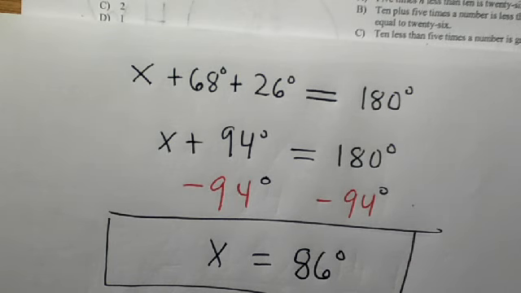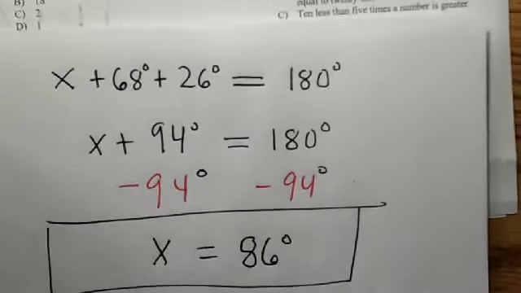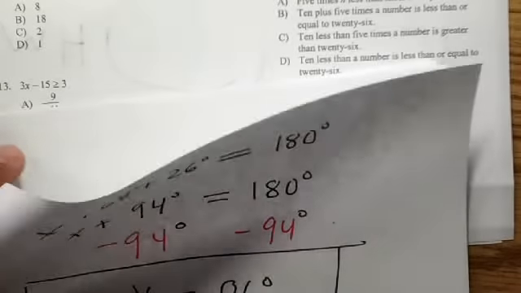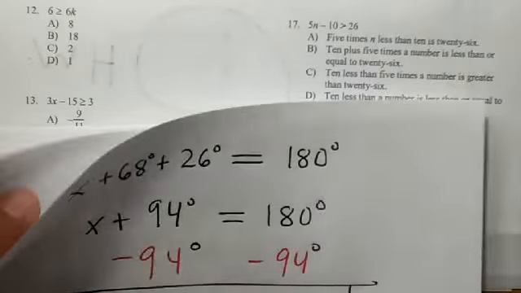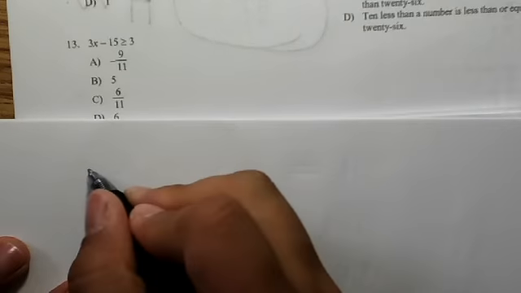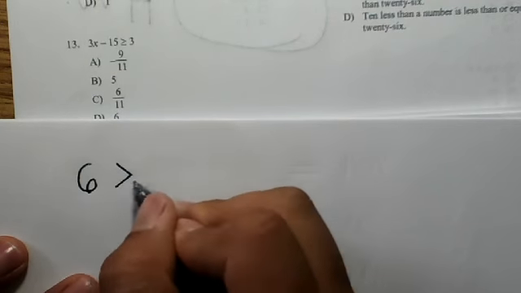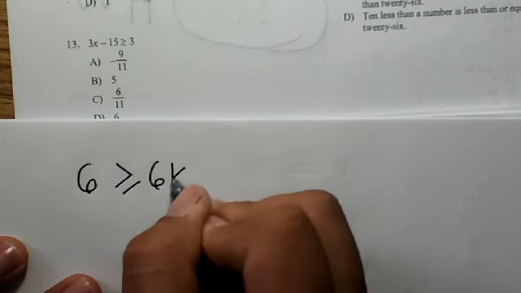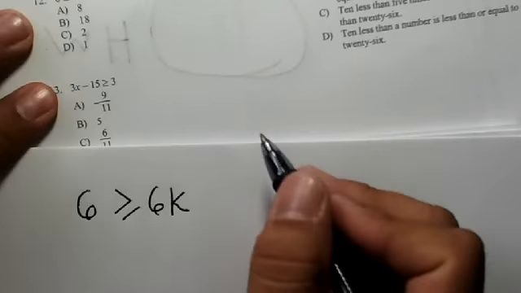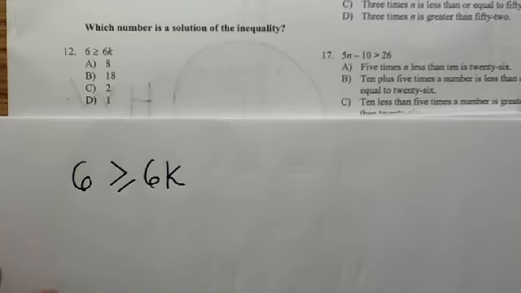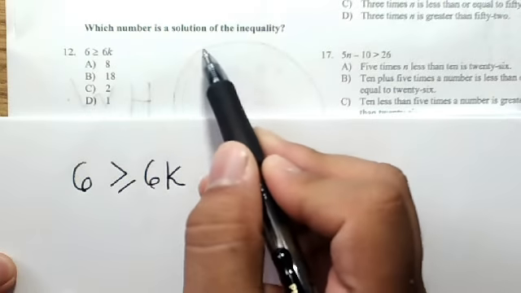Okay. We're continuing with part 2. Good. Now, on the next part, on number 12, we have 6 is greater than or equal to 6k. If you notice what the question is asking us, it's asking us which number is the solution to the inequality.